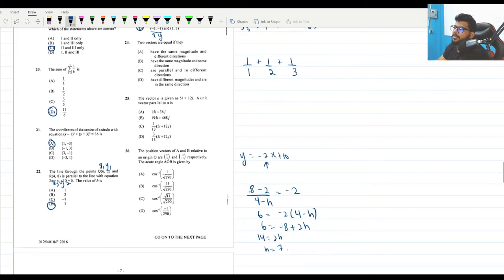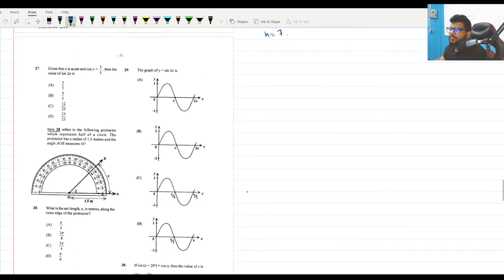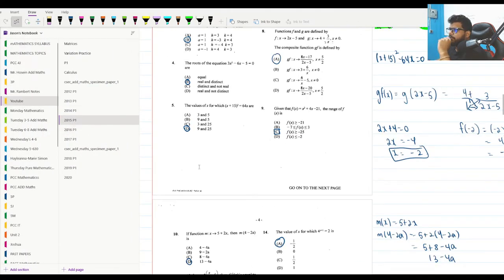Two vectors are equal: same magnitude, same direction. Unit vector, 1 over 13. The acute angle AOB is the dot product. All have to be over the root 90, but what is the top? Is it 1 or is it 11? So the dot product is going to be 6 plus minus 5, which is 1. Repeat. x is acute, cos x is 3/5, then sine 2x is, repeat as well, 24 over 25. Yeah, 24 over 25. Let me see if I can find the repeat for this question here.